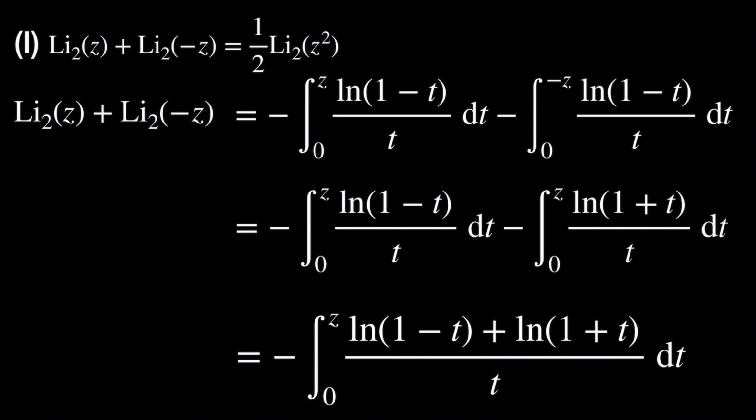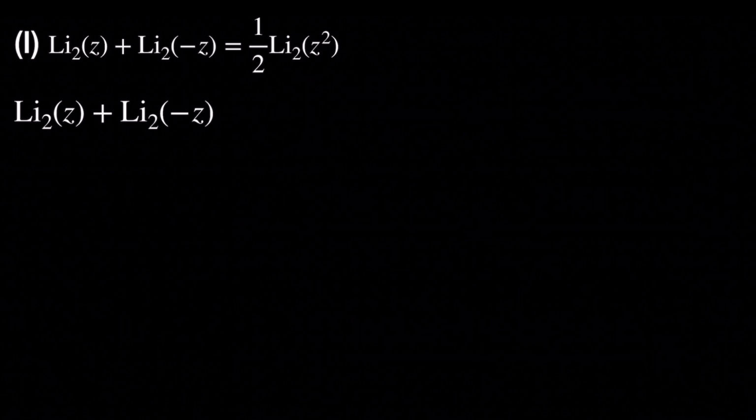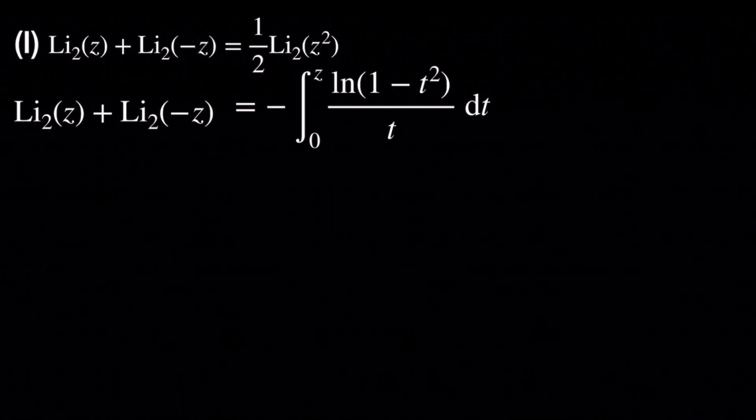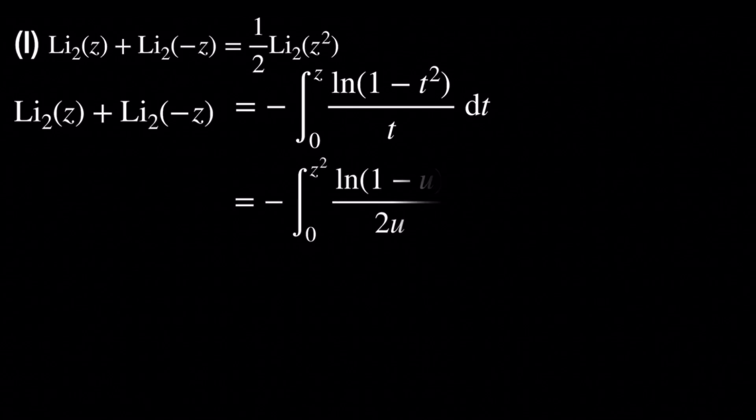and then use a property of logarithms called the product rule. Using the product rule, the sum of two logarithms becomes the logarithm of the product of the two arguments. And 1 minus t times 1 plus t is simply 1 minus t squared. And then here, we make a change of variable by setting u equals t squared. And of course, dt over t becomes du over 2 times u. The new limits of integration are going to become 0 and z squared.